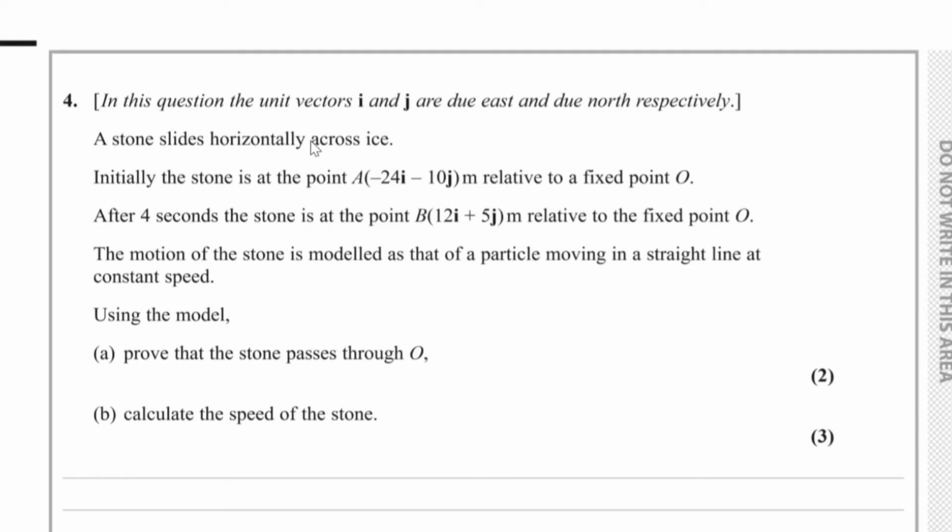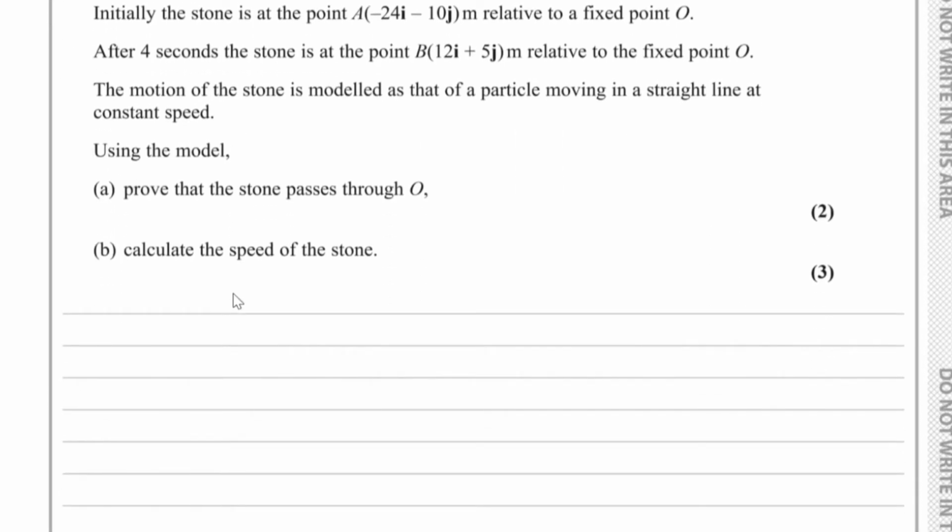Question number 4. In this question, the unit vectors i and j are due east and due north respectively. A stone slides horizontally across ice. Initially, the stone is at the point A, minus 24i minus 10j meters relative to a fixed point O. After 4 seconds, the stone is at the point B, 12i plus 5j meters relative to the fixed point O. The motion of the stone is modelled as that of a particle moving in a straight line at constant speed. Using the model for part A, we have to prove that the stone passes through O.